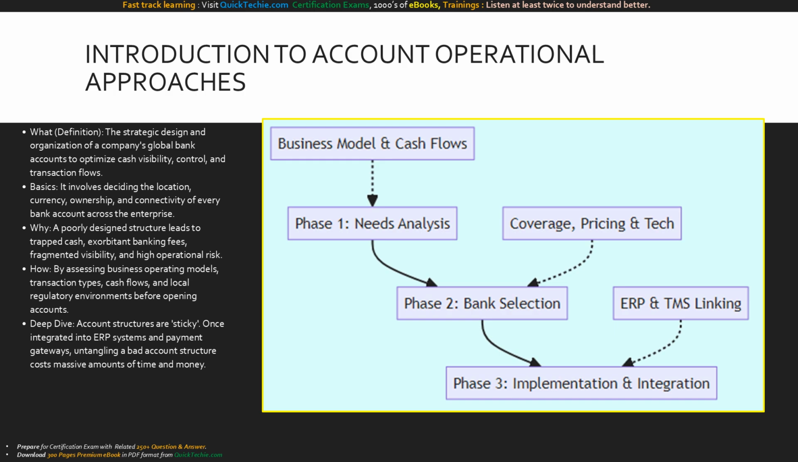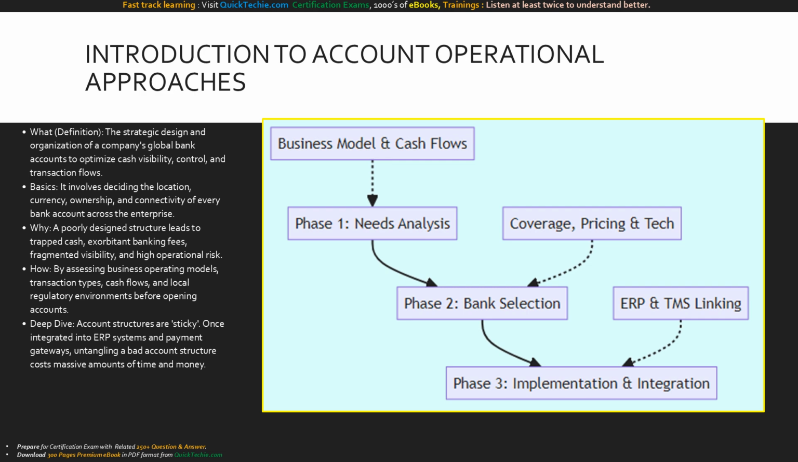How do we design it? We look closely at the business model, the transaction volumes, and the local regulations. In our deep dive, I want you to remember that account structures are incredibly sticky. Once you hard-code a bank account into your enterprise resource planning or ERP system, changing it requires a massive IT project. Therefore, getting the design right on day one is paramount.